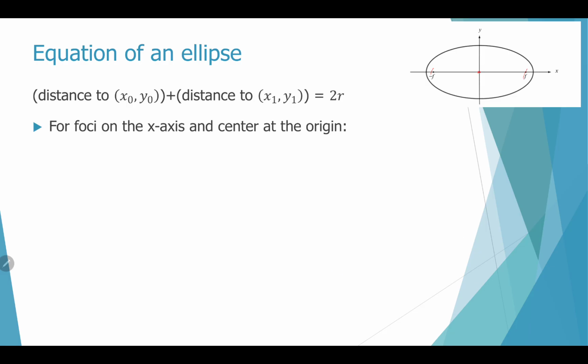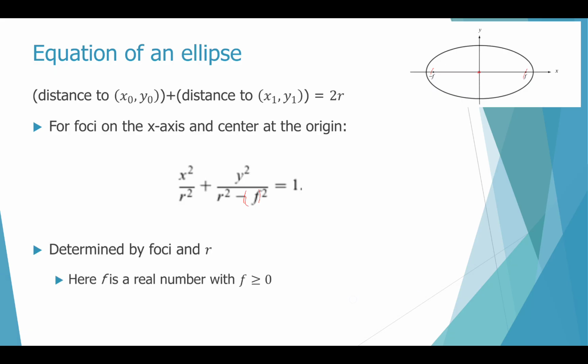For foci on the x-axis, center at the origin, I think I said that, we have this formula: x squared over the radius squared plus y squared over the radius squared minus the focus squared. Now, I want to be clear, because we're squaring f, we don't really care which focus we use. You use the negative one, it's going to come out to the same thing as the positive one because we're squaring it. And this should sum up to be 1. And they're determined by the focus and the radius. F is a real number, greater than 0. That's pretty much what we know.